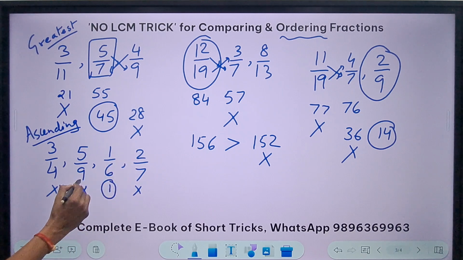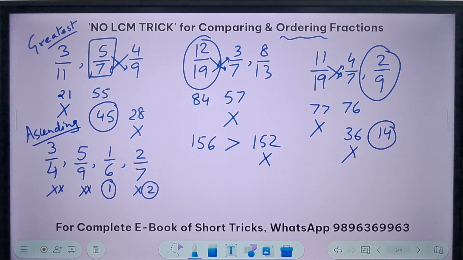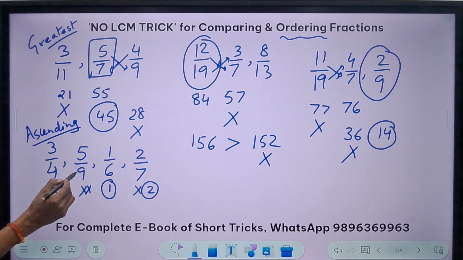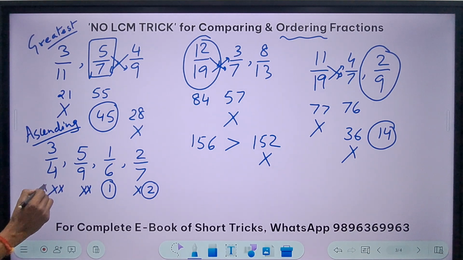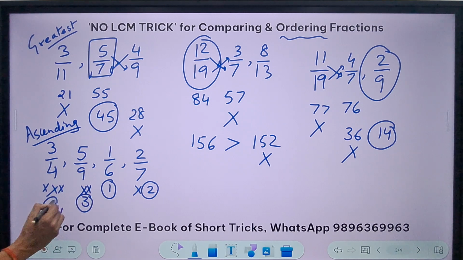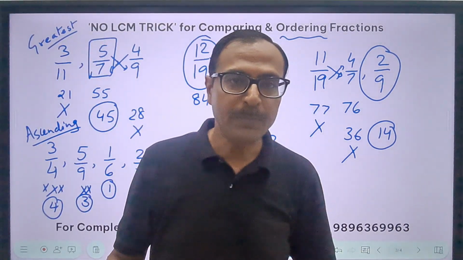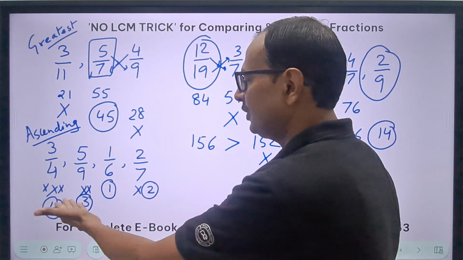35, 18, eliminated. So this is second in the order, and likewise 27, 20, greater, eliminated. So this is third in the order, and this is automatically the fourth in the order. See, where is the calculation, where is the LCM? There is nothing in that. It is all pure mental maths, and you get to the answer.